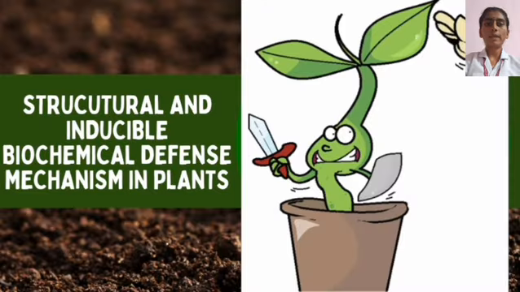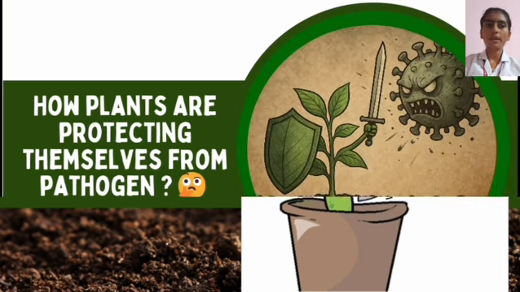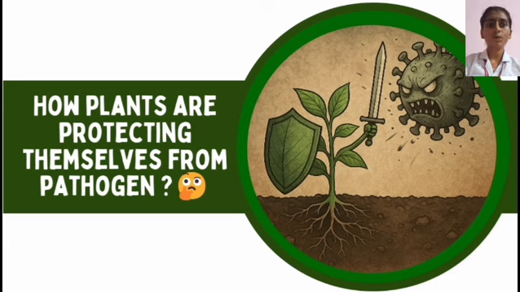Let us discuss an important topic in plant pathology, that is structural and inducible biochemical defense mechanisms in plants. How are plants protecting themselves from a pathogen? Just like humans have an immune system to fight against disease, plants also have their own defense mechanisms to protect themselves. Since plants cannot move away from danger, they develop different types of structural and biochemical defense to survive against pathogens and pests.